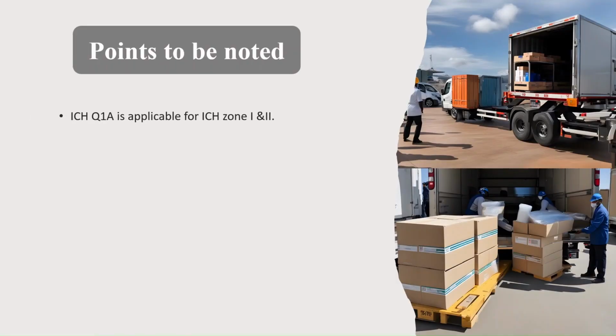Now there are certain points regarding the stability study which are very important and you should know this from an interview point of view. Let's look at those. So the first point would be the ICH Q1A is applicable for Zone 1 and Zone 2. That means for the countries which belong to Zone 3 and Zone 4, their long-term testing condition would be different and it would be based on their mean kinetic temperature.